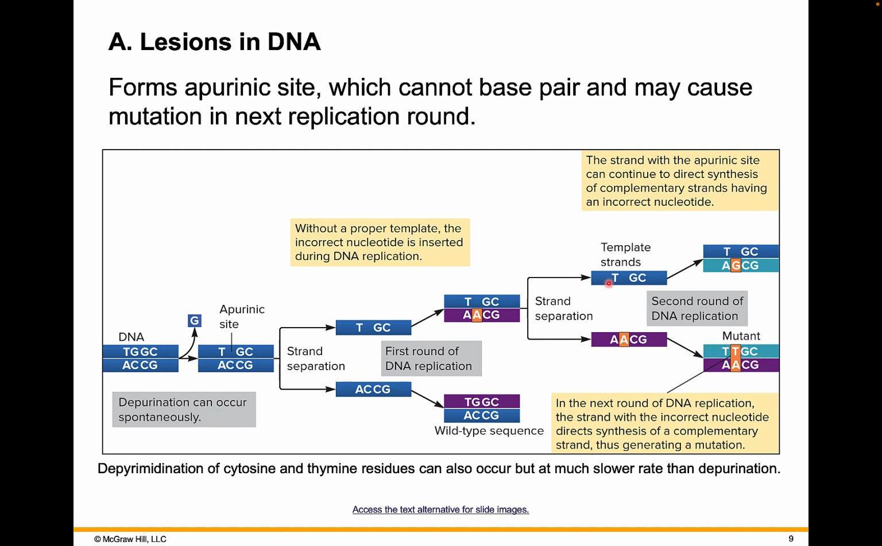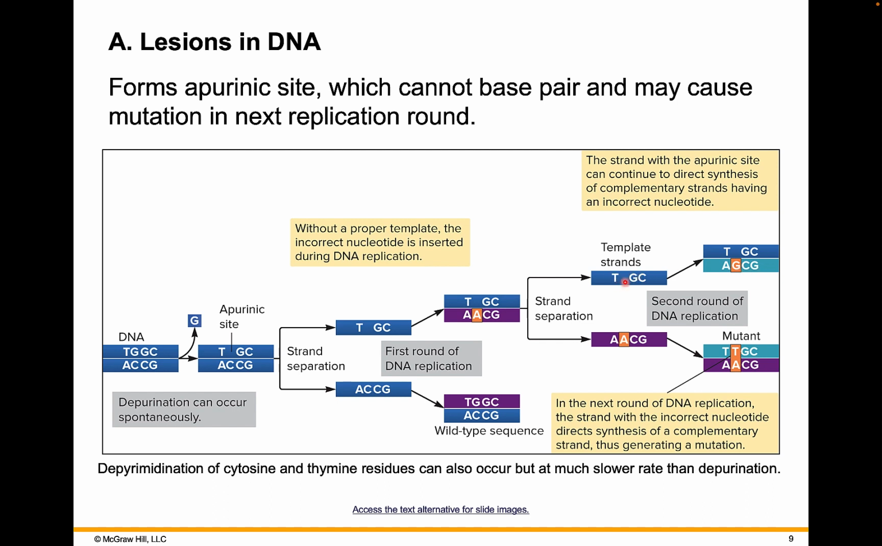On the other hand, you can see that this strand, which still has the apurinic site, can actually put another, different nucleotide in this place. It doesn't have to be an A. Here first it randomly put an A, here it randomly put another G, and now it will be a C. So initially it was TGGC. In the next round this can be TCGC, and instead of ACCG, this could be an AGCG.